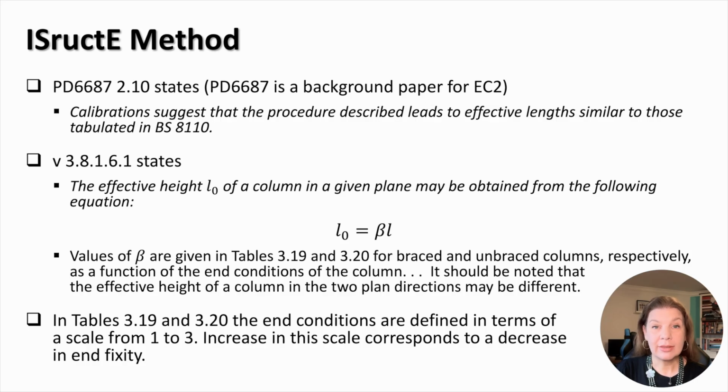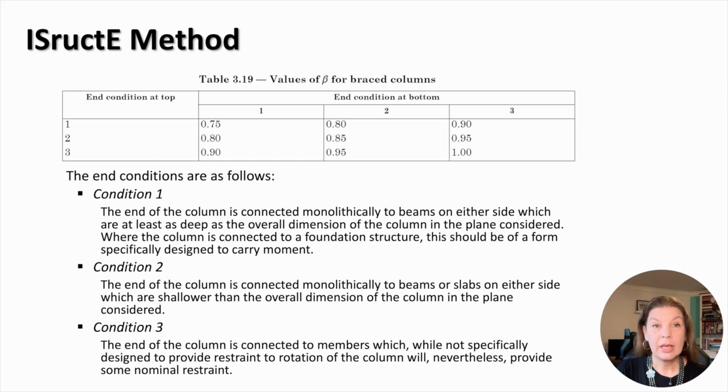It should be noted that the effective height of a column in the two plane directions may be different. Here you can see tables 3.19 and 3.20. The end conditions in these tables are defined in terms of a scale from 1 to 3, where the increase in scale corresponds to a decrease in end fixity.